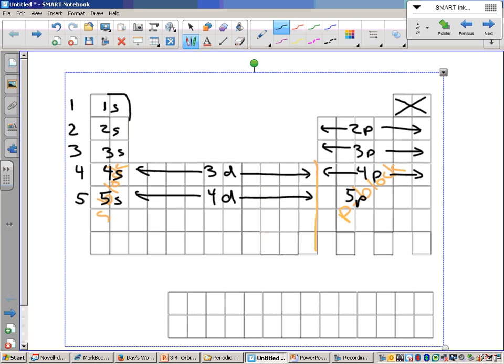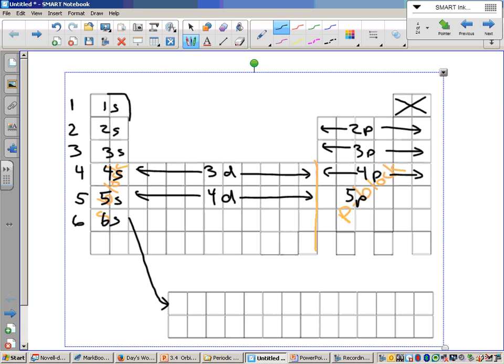Coming back around, what's this one going to be? 6s, row 6. Now, in our actual periodic table, when I get to this position, and it doesn't show very well on that table, I'm jumping down to the lanthanides, which means from 6s, I'm actually heading down to there.